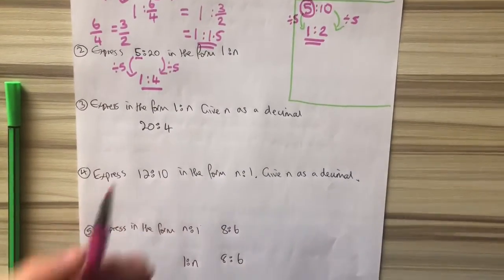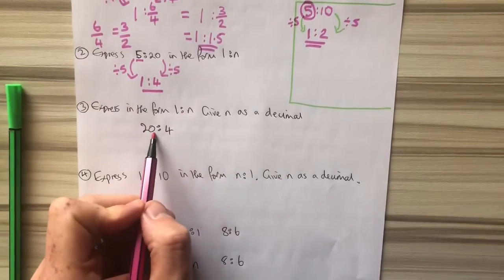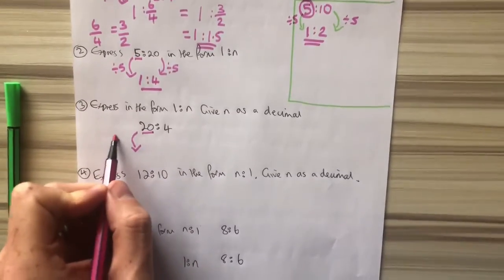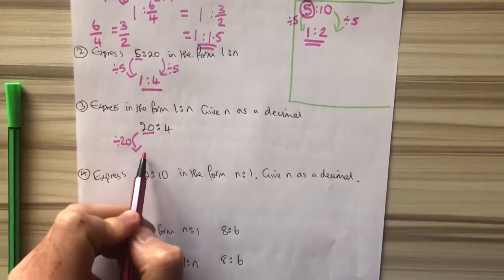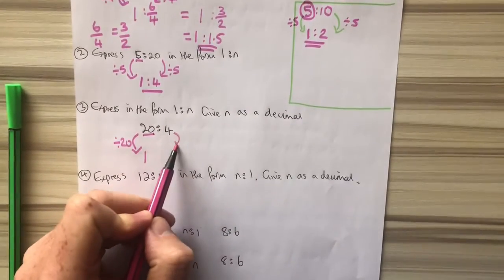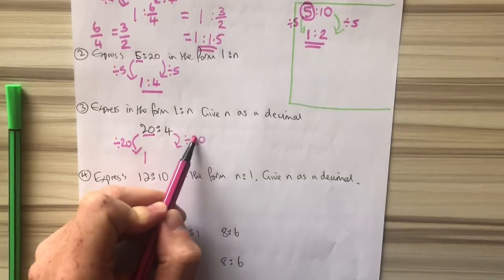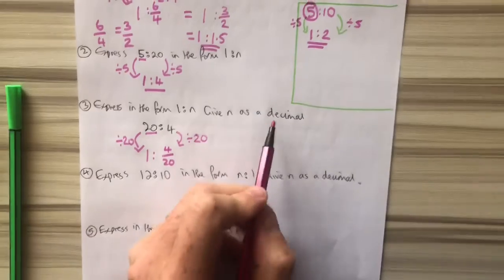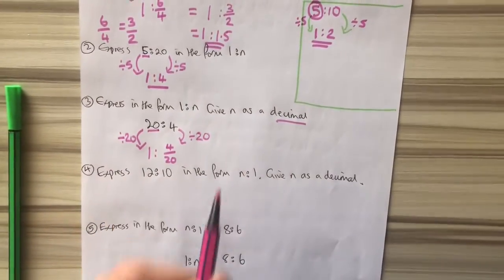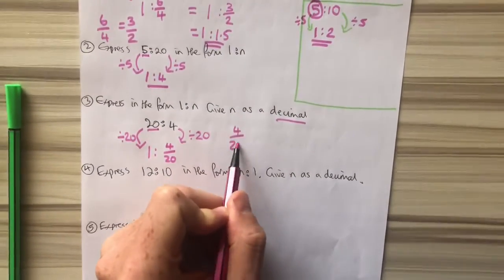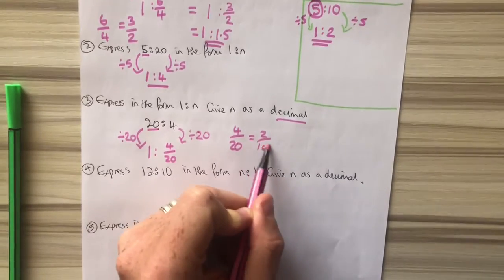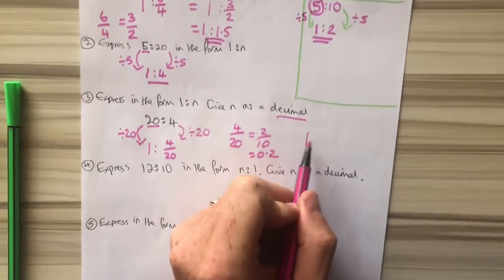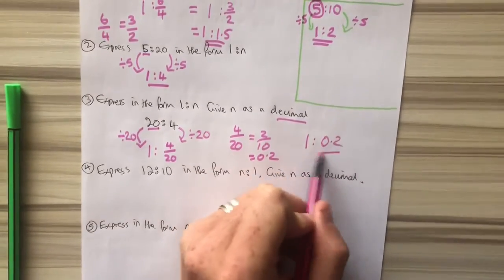Next one. Expressing the form 1 to n. This time I need to make this one 1. So what do I need to divide by? I've got to divide by 20 to make that 1. So I've got to do the same to both parts of the ratio. 4 divided by 20, well, I'll write that as 4 over 20 to start with. It says give it as a decimal. Right, well, 4 over 20 is the same as 2 over 10. And you should know that is the same as 0.2. So the answer is 1 to 0.2.